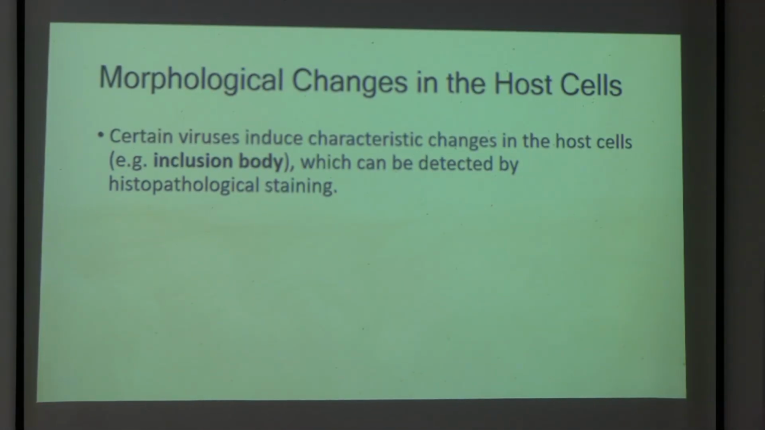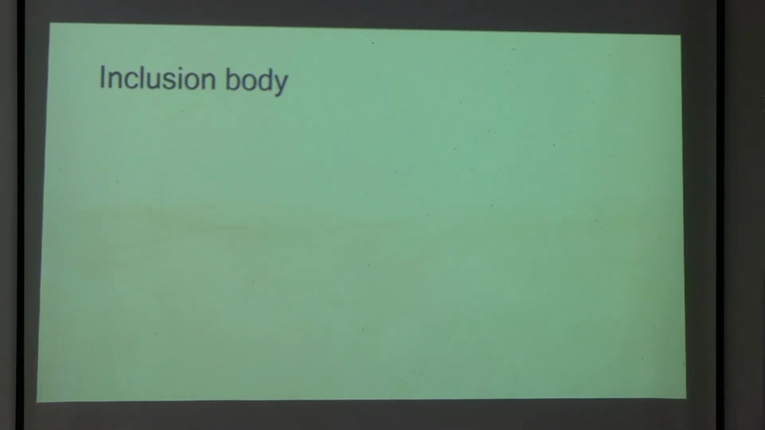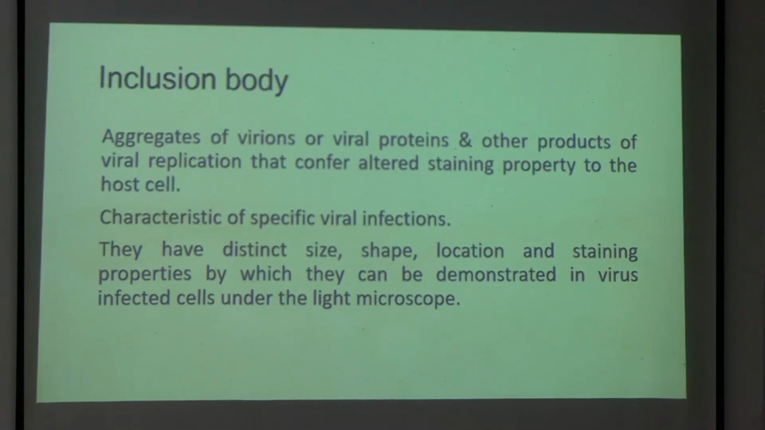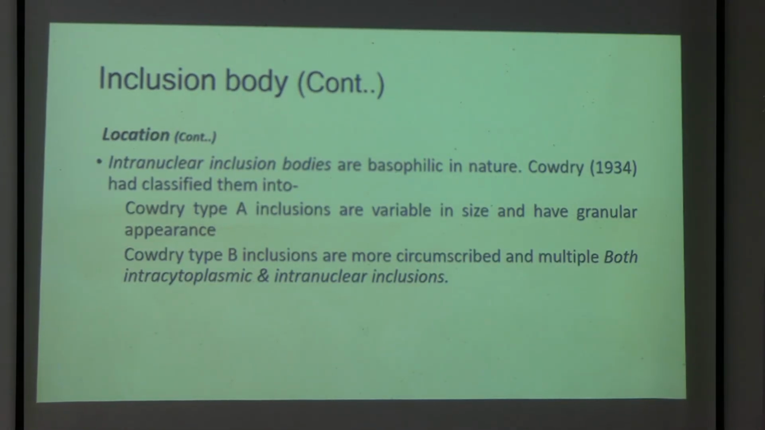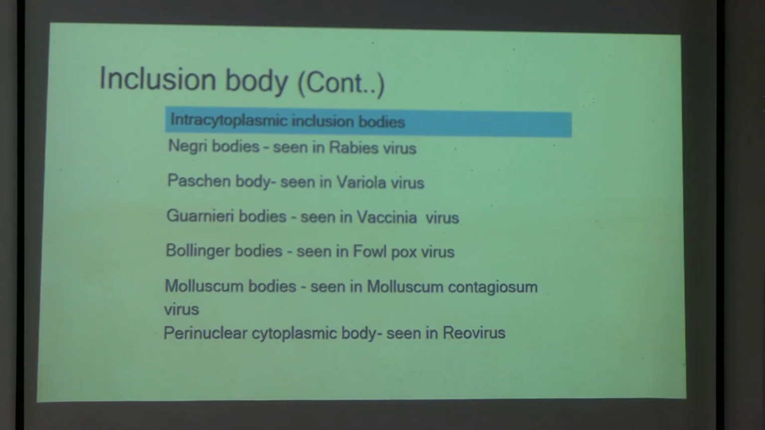Then there is another thing: because of the replication of the viruses, certain characteristics of the host cells will change. This change can be detected by histopathological staining. The changes that take place in the host cell are called inclusion bodies. This inclusion body has specific character for specific viral infections, so you need to know examples of inclusion bodies. They are intracytoplasmic as well as intranuclear.